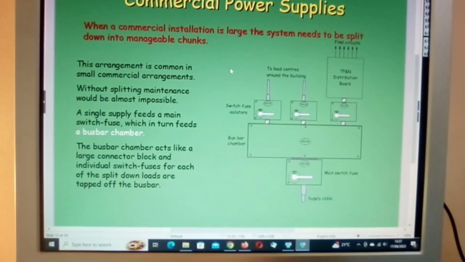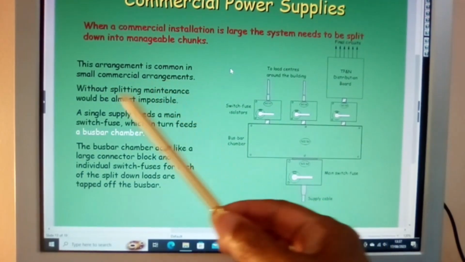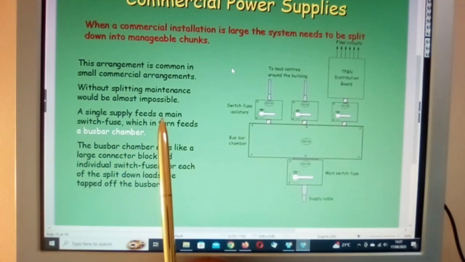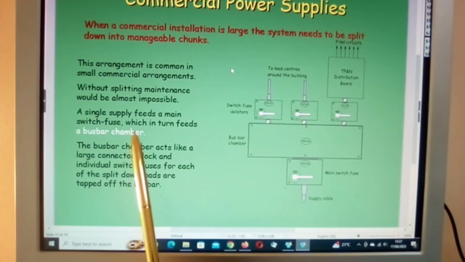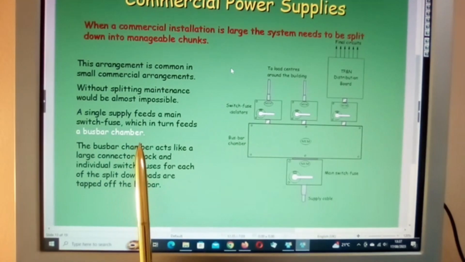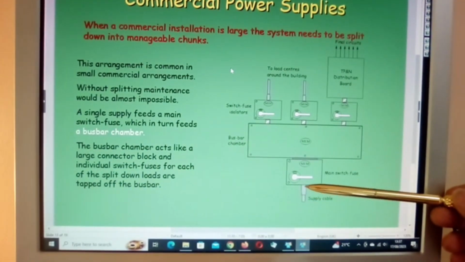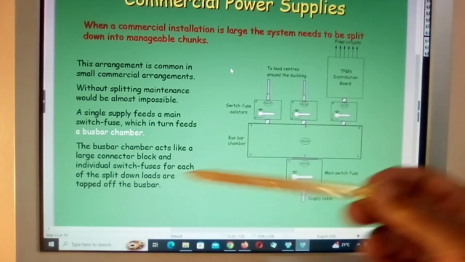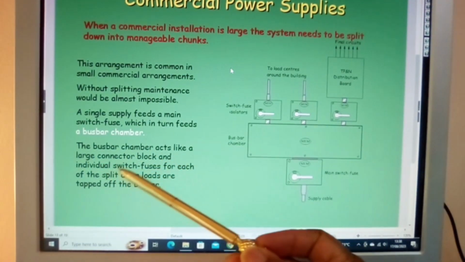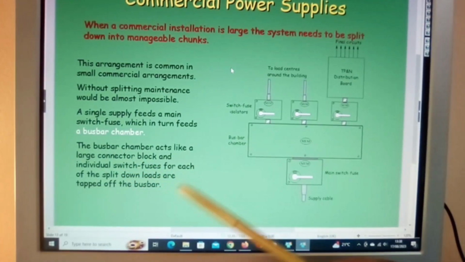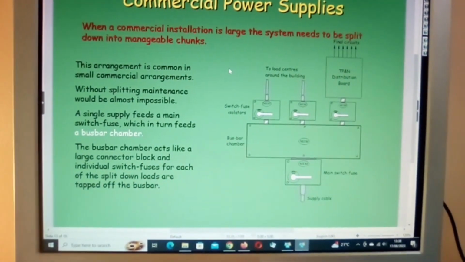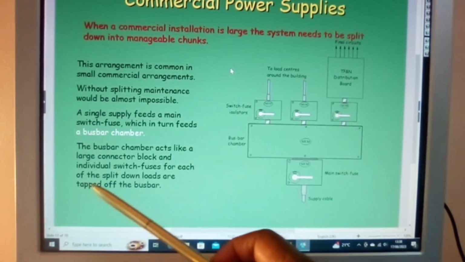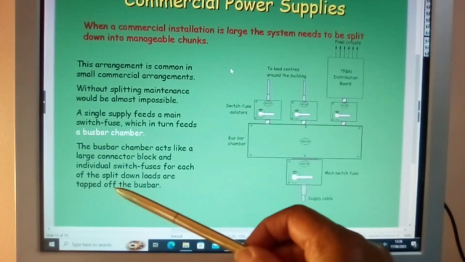Okay, this arrangement is common in small commercial arrangements. Without splitting, maintenance would be almost impossible. A single supply feeds a main switch fuse, which in turn feeds a bus bar chamber. Okay, and this would be your mains coming in from the outside, from the national grid. The large connector block and individual switch fuses for each of the split down loads are tapped off the bus bar.